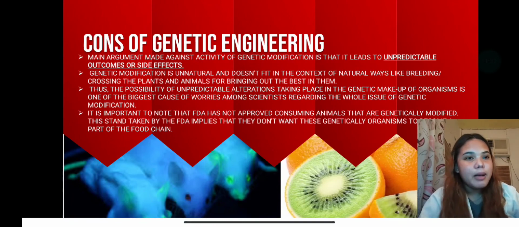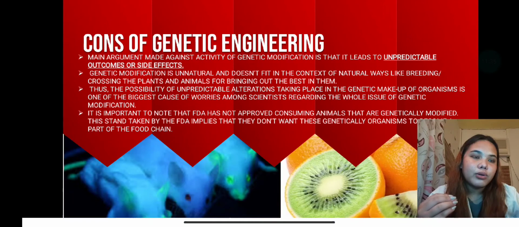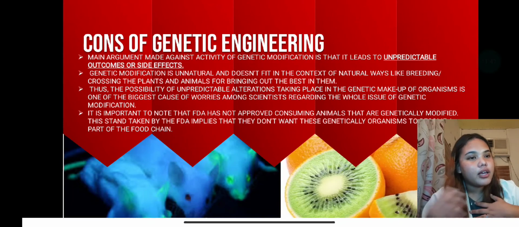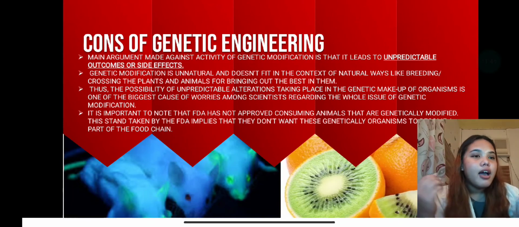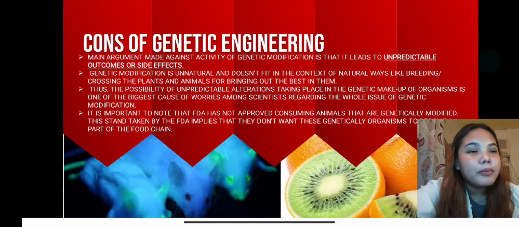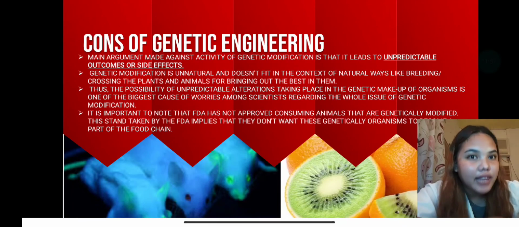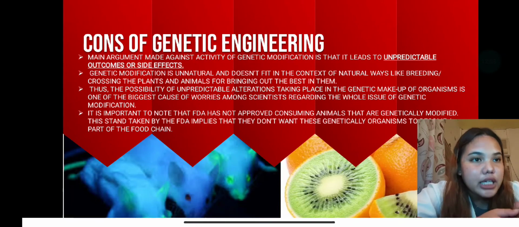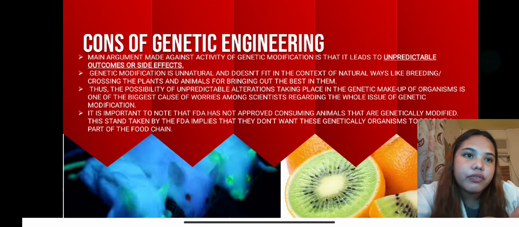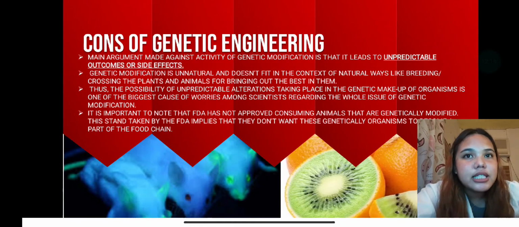So like for example, nag-modify ka og corn nya, imo siyang gisaglan og Brazilian nuts. So nya ikaw na like for example si Ariel kay allergic sa nuts nya, nikaon siya ato nga corn. So they naajay kanang complications or side effects nga mahitabo nga we can never tell. Okay, so in genetic modification, it is considered as unnatural and doesn't fit in the context of natural ways like breeding, crossing the plants and animals for bringing out the best in them.